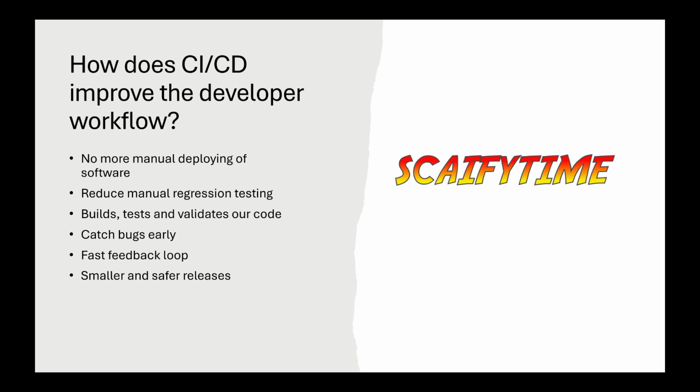So how does continuous integration and continuous development improve the developer workflow? For a start, the developer no longer has to mess around deploying software. That's time that you get straight back that can be put to better use. It reduces the amount of manual regression testing. Any changes to software can introduce bugs, and often a developer may find themselves fixing variations of the same issue over and over. This happens a lot when there are no automated tests. I've seen this happen a few times.